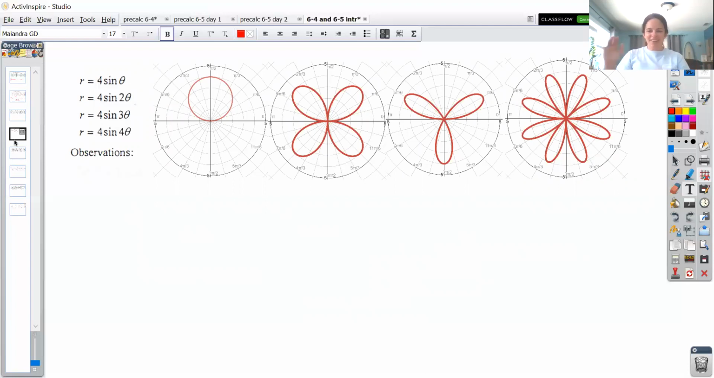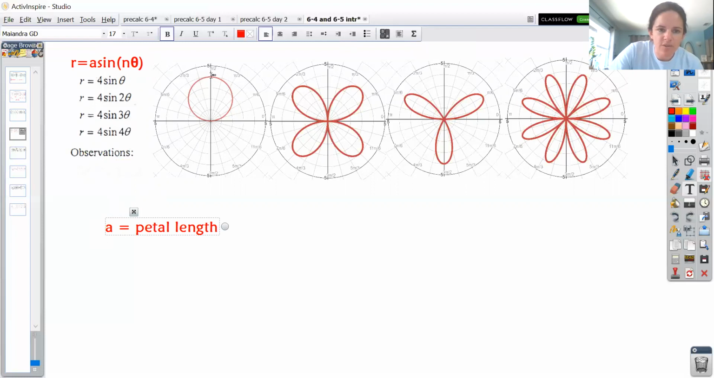Hopefully here's what you have for your graph. So let's take a look at these and see, do our observations from before match our observations here or not, or are we learning something new? So since it's r equals 4 sine theta, that is consistent with our previous observation that if I'm looking at r equals a times the sine of n theta, that, there you go, whatever a is seems to be the petal length.